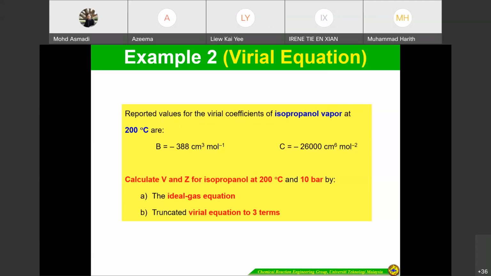393525. Okay, 3934 cubic centimeter per mole, right, for the ideal gas. Lebih kurang lah tu. Almost lah. How about the virial? No, you calculate. How about other student?